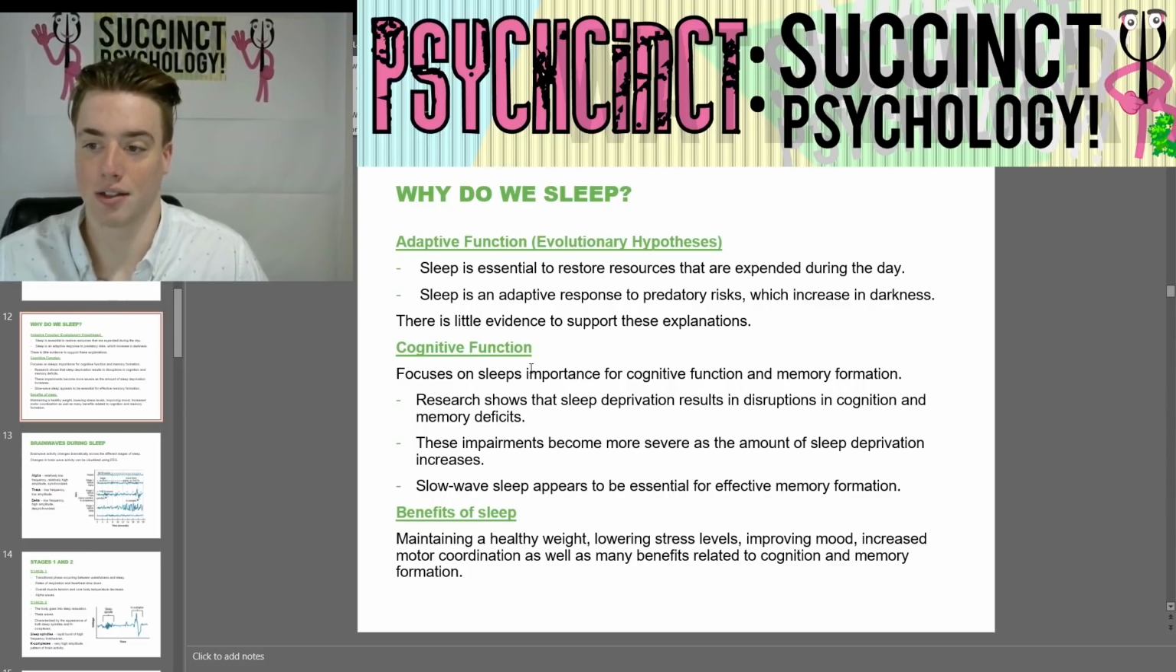Next, we have the cognitive function. So it focuses on sleep's importance for cognitive function and memory formation. And research shows that sleep deprivation results in disruptions in cognition and memory deficits. These impairments become more severe as the amount of sleep deprivation increases. Slow-wave sleep appears to be essential for effective memory formation. Now, some benefits of sleep: maintaining a healthy weight, lowering stress levels, improving mood, increased motor function, as well as many benefits related to cognition and memory formation.